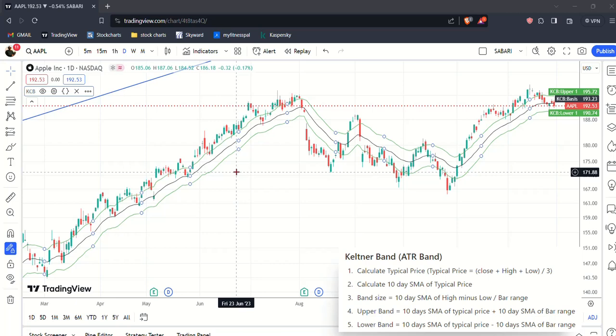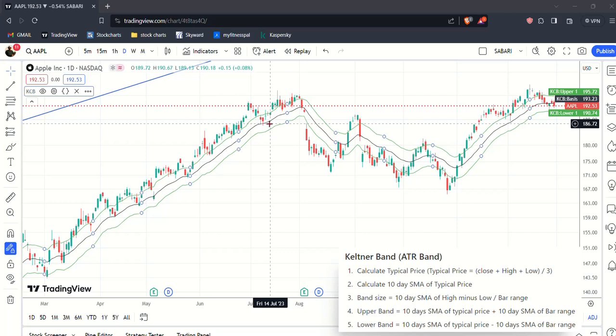Now we have typical price. We have the SMA of typical price. Now we know the band size as well, which is calculated as the 10-day SMA of high minus low. Number four, the upper band is calculated with the 10-day SMA of typical price plus the 10-day SMA of bar range. The lower band is calculated with the 10-day SMA of typical price minus the 10-day SMA of bar range.